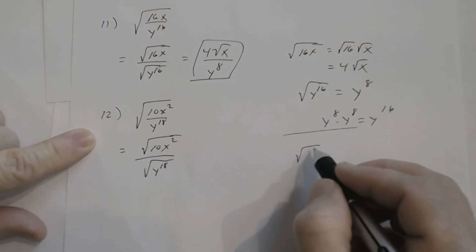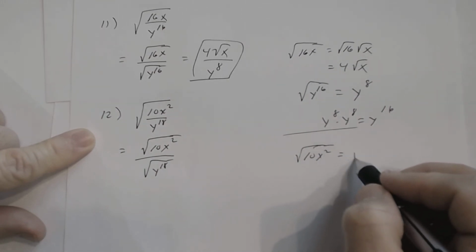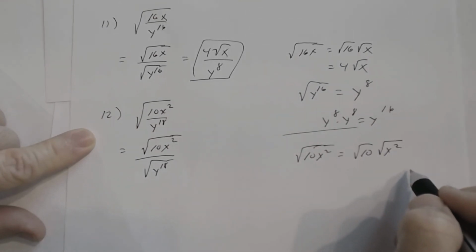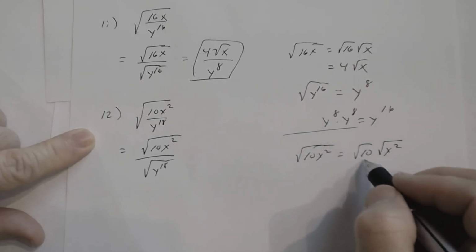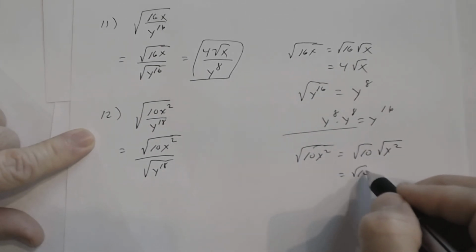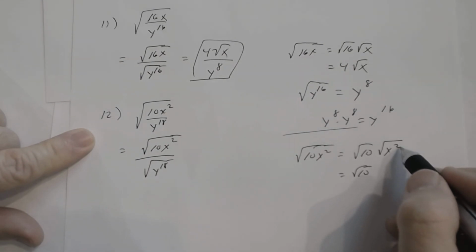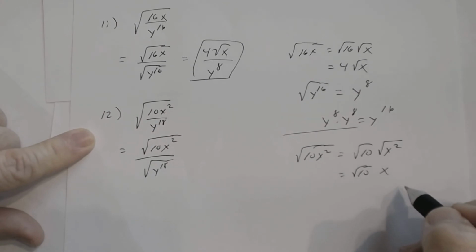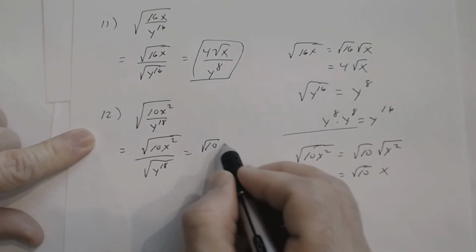So the square root of 10x squared, using the product rule, becomes the square root of 10 times the square root of x squared. Can I simplify that square root of 10? No, because the only perfect square that goes into 10 is 1. So that's going to say the square root of 10. What's the square root of x squared? Is that the easy kind? Yes, because 2 is even. So what's the square root of x squared? It's just x. So in the numerator, we get the square root of 10 times x.